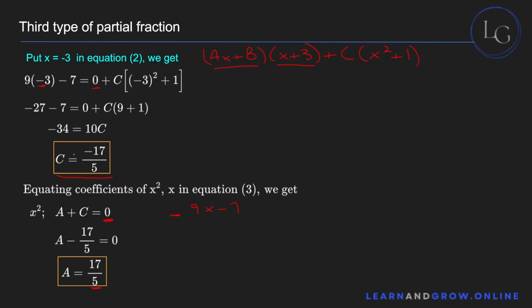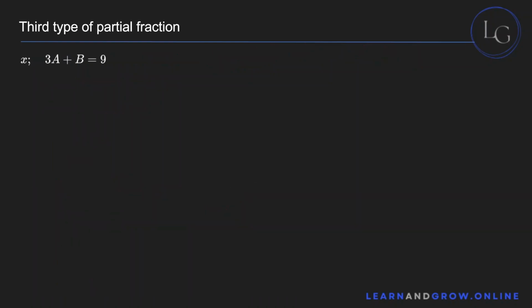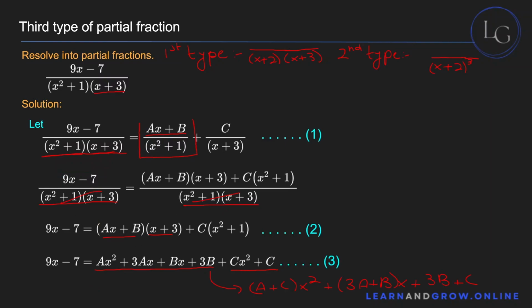Now we have the values of c and we have the values of a. Now let's equate the coefficients of x on the left hand side to the coefficient of x on the right hand side. So as you remember, let's see equation 3. In equation 3 you found this. This is the coefficient of x on the right hand side, and the coefficient of x on the left hand side is equal to 9.